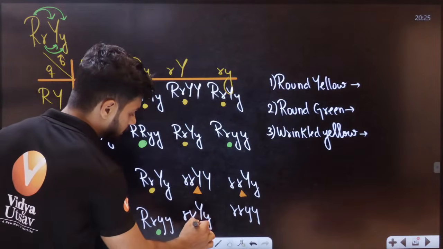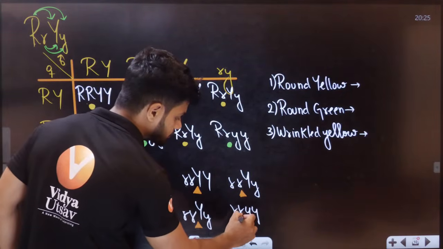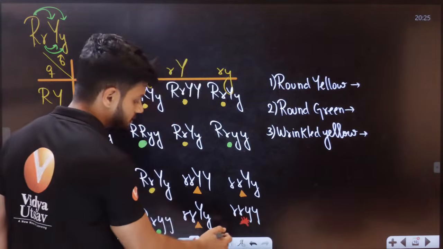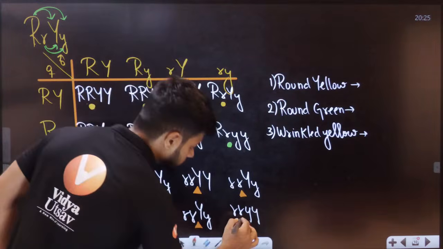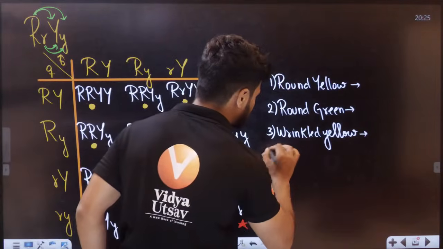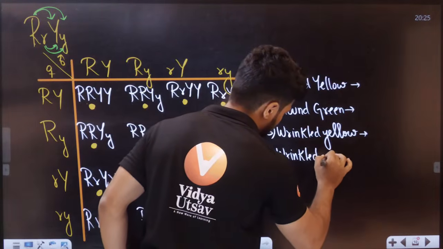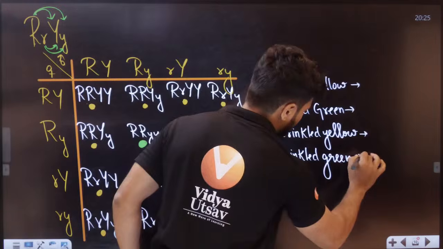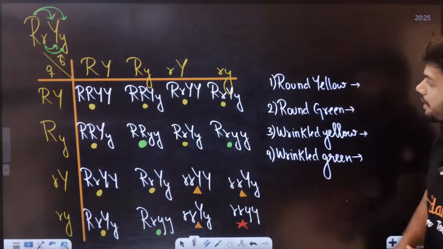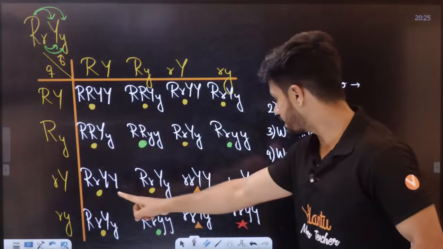Last one, students, is wrinkled green. So I'll make a star here. Let's say this is a star, that is your wrinkled green. Now students, I want all of you to count. Can all of you count and tell me how many do we have round yellow? Students, count. 1, 2, 3, 4, 5, 6, 7, 8, 9.